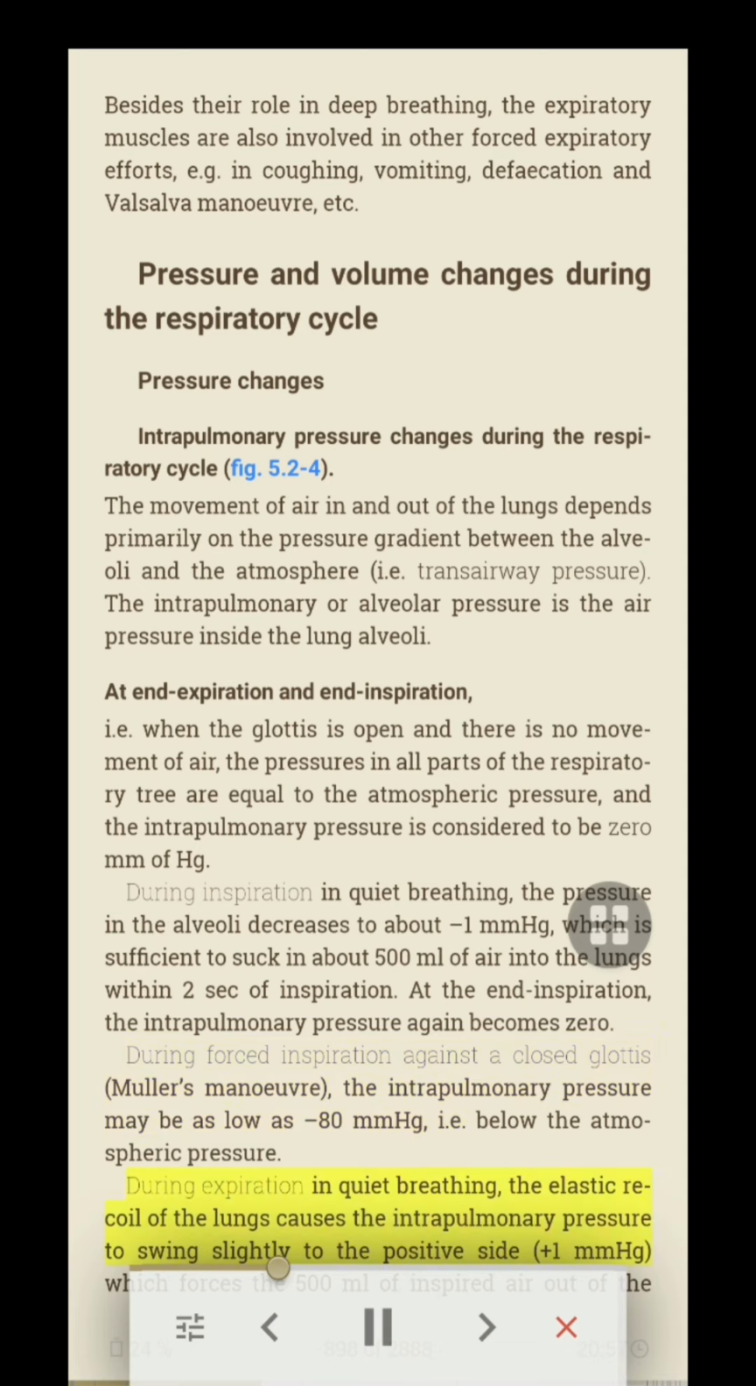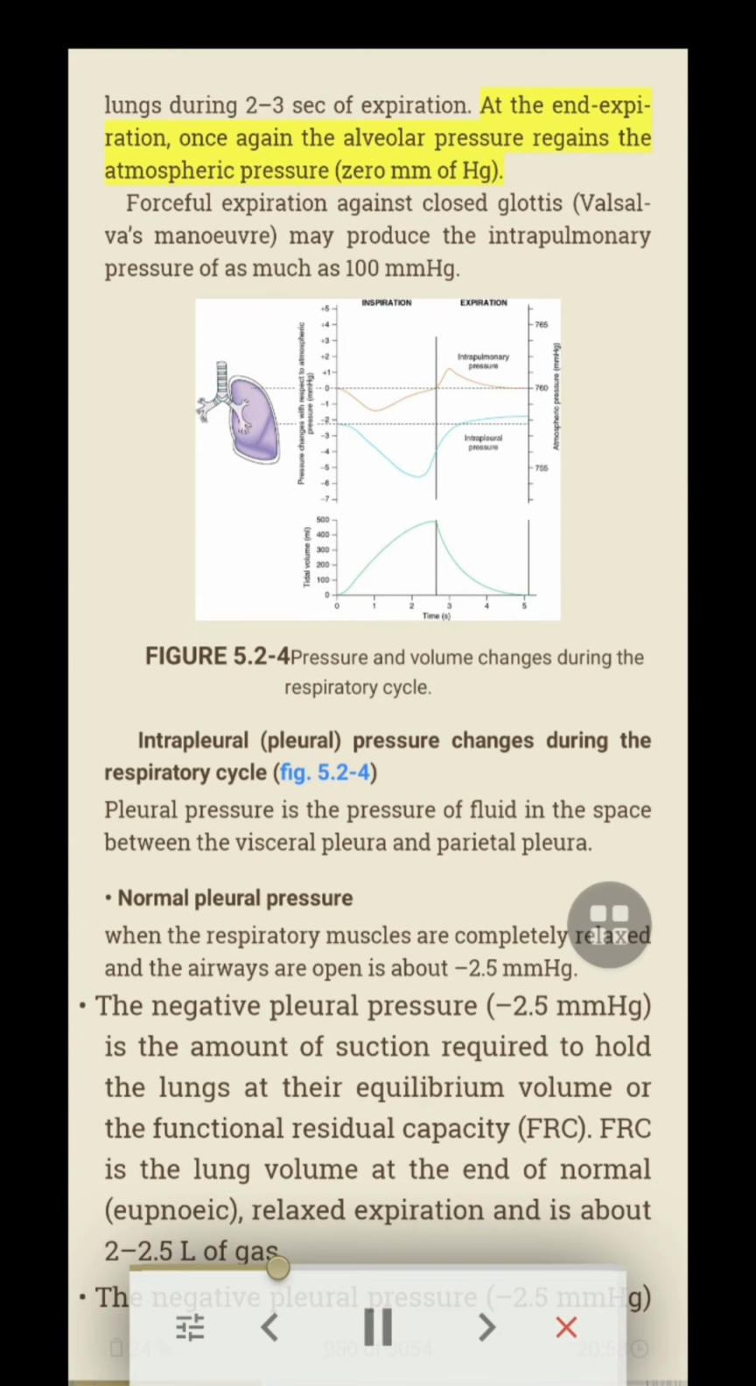During expiration in quiet breathing, the elastic recoil of the lungs causes the intrapulmonary pressure to swing slightly to the positive side, +1 mmHg, which forces the 500 milliliters of inspired air out of the lungs during 2 to 3 seconds of expiration. At the end of expiration, once again the alveolar pressure regains the atmospheric pressure, 0 mmHg. Forceful expiration against a closed glottis, Valsalva's maneuver, may produce an intrapulmonary pressure of as much as 100 mmHg.